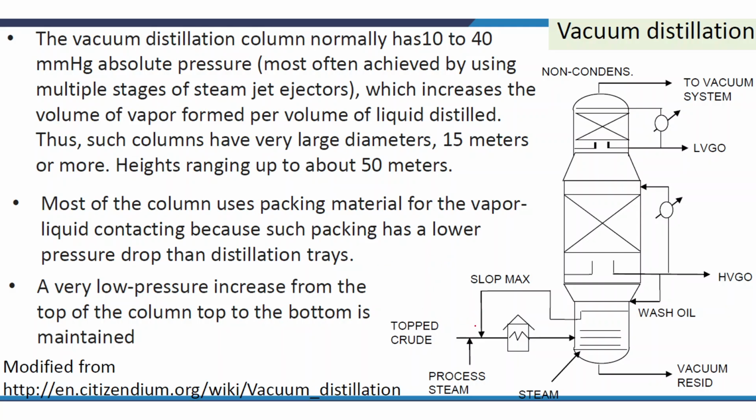So from here crude is taken with the process steam, and the distillation takes place, and different products depending on their boiling points are released, that is LVGO, light vacuum gas oil, heavy vacuum gas oil, wash oil, and vacuum residue, which is taken for further processing.